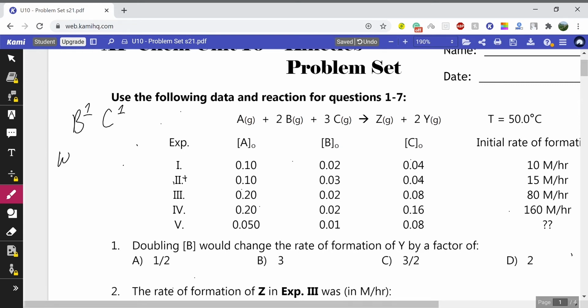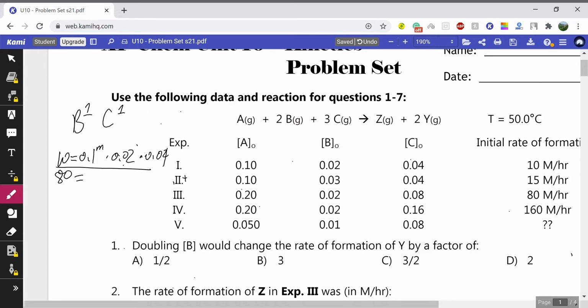Rate is 10 is equal to, we need to do a ratio, sorry. Down there, let's do reaction 1 divided by reaction 2. No, we can't do that because A will cancel each other. Let's do reaction 1 and reaction 3. So experiment 3 is going to be 80 is equal to A 0.1 to the nth power times B, which is 0.02 to the first power, times C, which is 0.04 to the first power, as we found over here already.